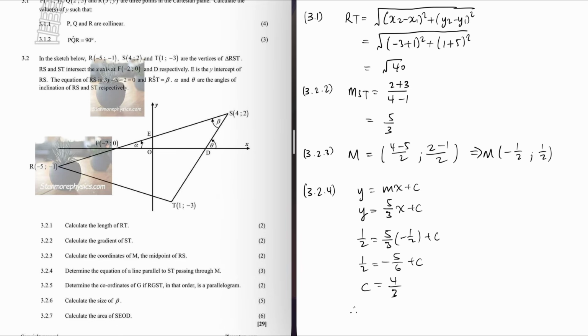So the equation is going to be y is equal to 5 over 3 x plus 4 over 3. Question 3.2.5, determine the coordinates of G if R, G, S, T in that order is a parallelogram. So R, G, S, T, that means G must be somewhere here, because that's going to be our parallelogram. It's not drawn to scale, it's not drawn entirely accurately, but that's the idea.